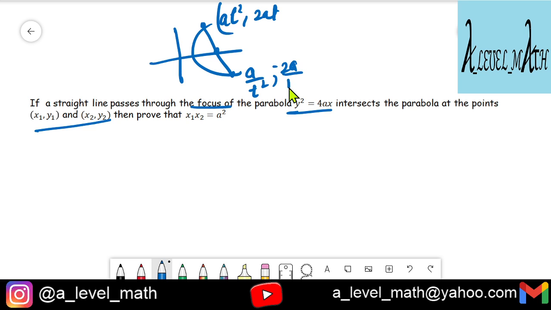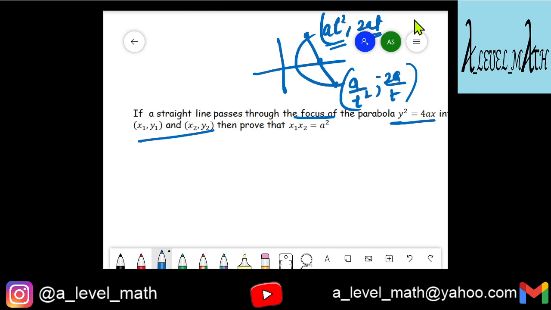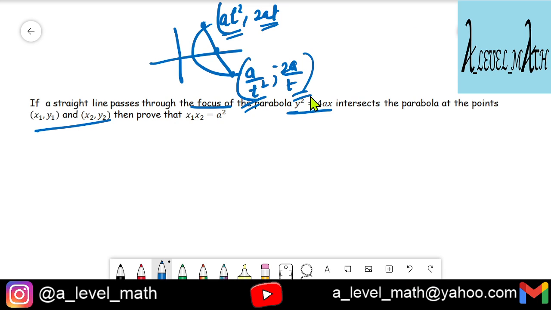So this I know from my previous question and we can directly use it. If not, you can do the same thing, prove this, come to this point, and then you can say that okay, these are my two ends of the focal chord. Now these points are given to be x1 y1 and x2 y2. So suppose I take this one to be x1 y1 and this one to be x2 y2, then what will happen?